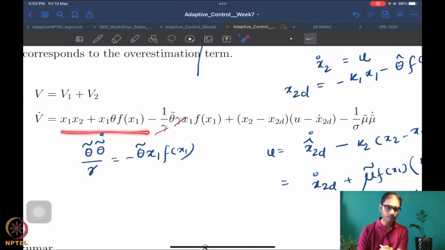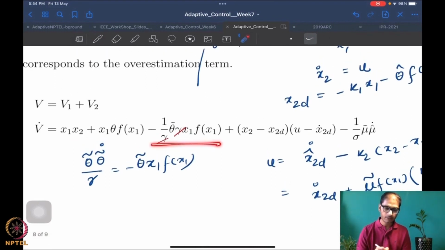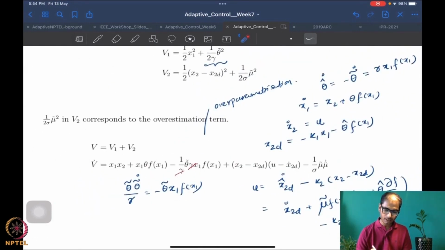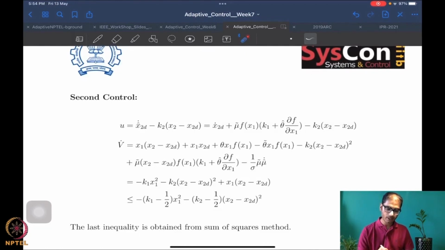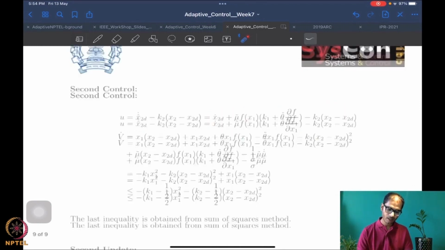All right, so the first two terms are just x1 dot, and this term is theta tilde dot. This term is of course from the second term, x2 minus x2 desired, u minus x2 dot from here, and the last term is this. So this is the only piece that we have not selected yet. So this is absolutely okay. Now if I go to the next step, of course I already wrote the expression for u, which is in terms of x2 hat dot, x2d hat dot, and that's this entire expression.